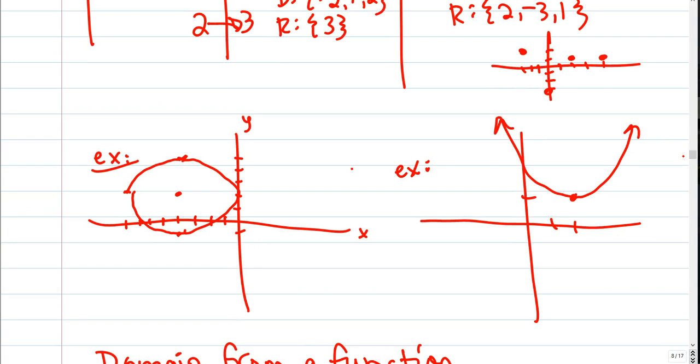Is this a function? Like it's a circle, I don't know. Well, if I drew a vertical line, what would happen? It would cross the function at two points. Therefore, it is not a function.